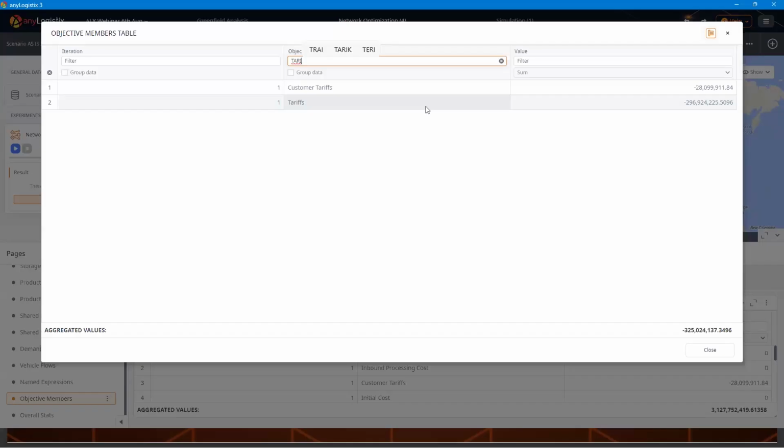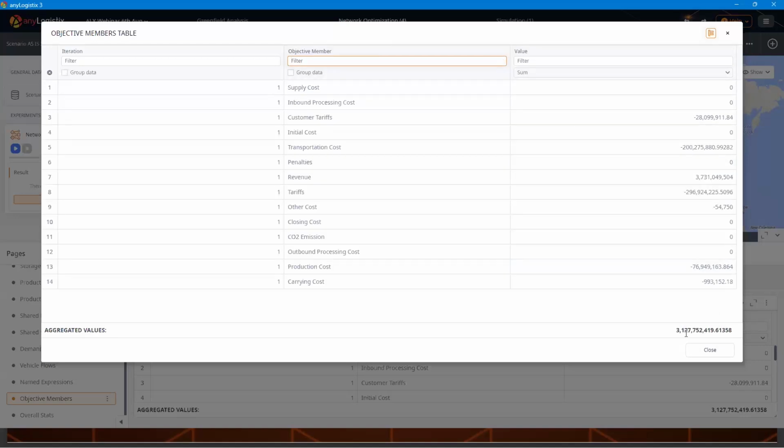So tariff will be applicable on the product value itself. So that's why ALX kept them both separate, but we can see the combined tariff because of this geopolitical influence, it's now like 325 million, which is very huge, and now our profit drops to the 3.1 billion from 3.5 billion. So we have to think about some strategy.